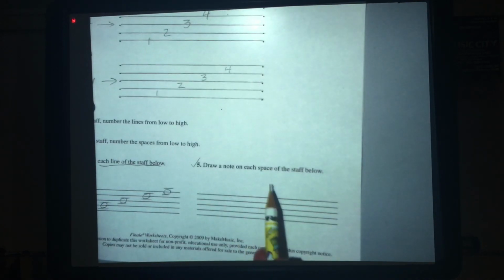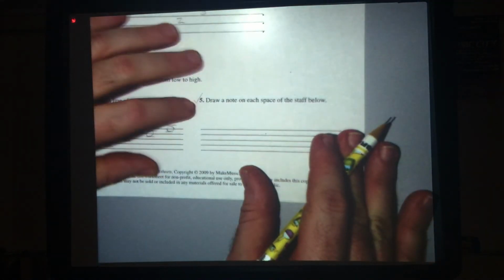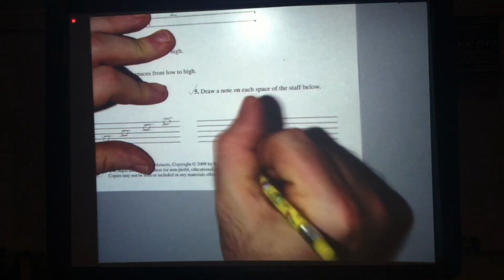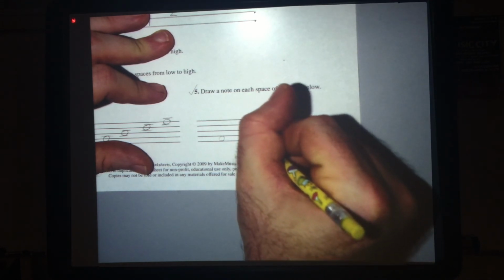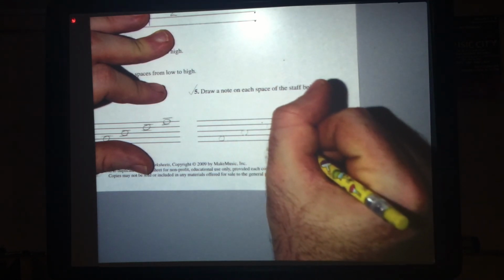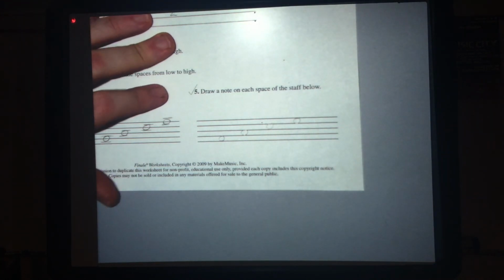Draw a note on each space of the staff below. Just scroll this up so we can see it better. In between the first 2 lines, in between the second 2 lines, in between the third pair of lines, and in between the last pair of lines. And we are done with that.